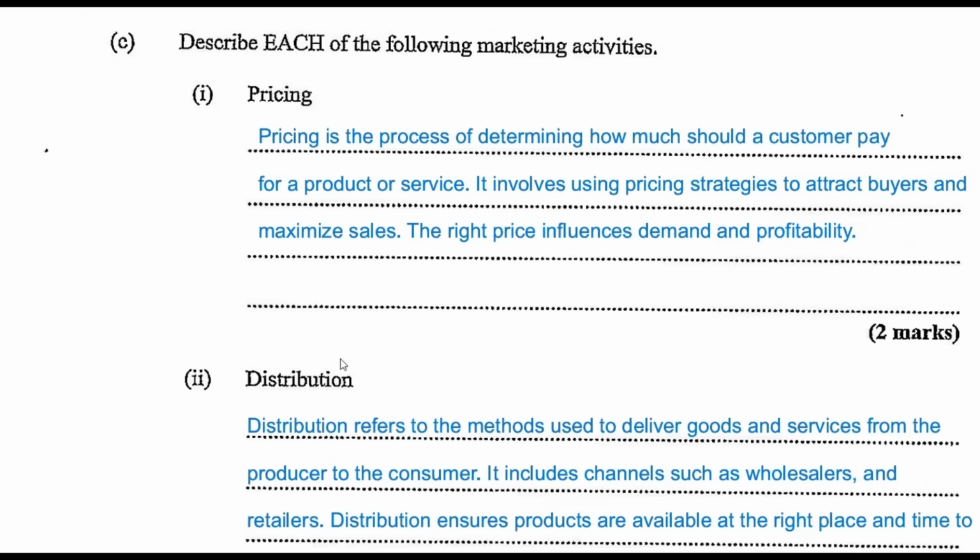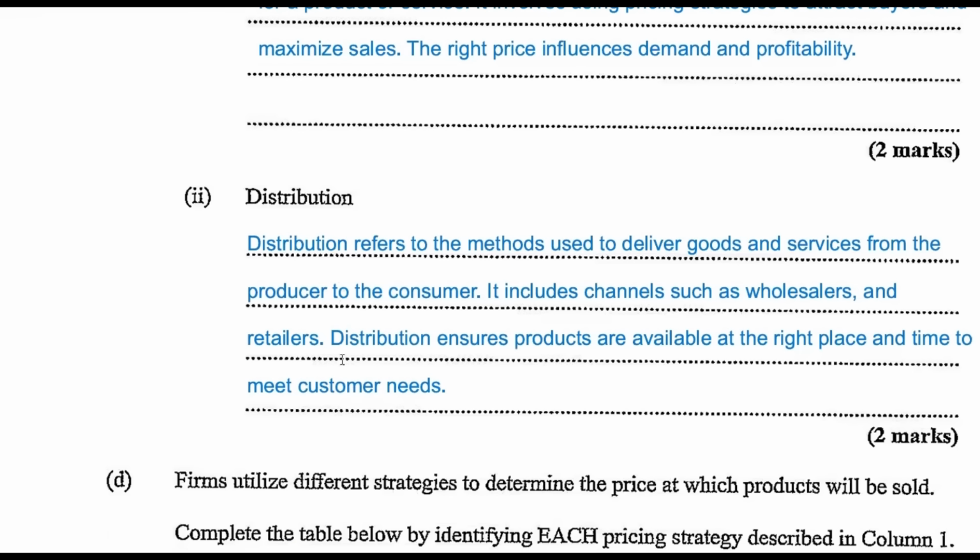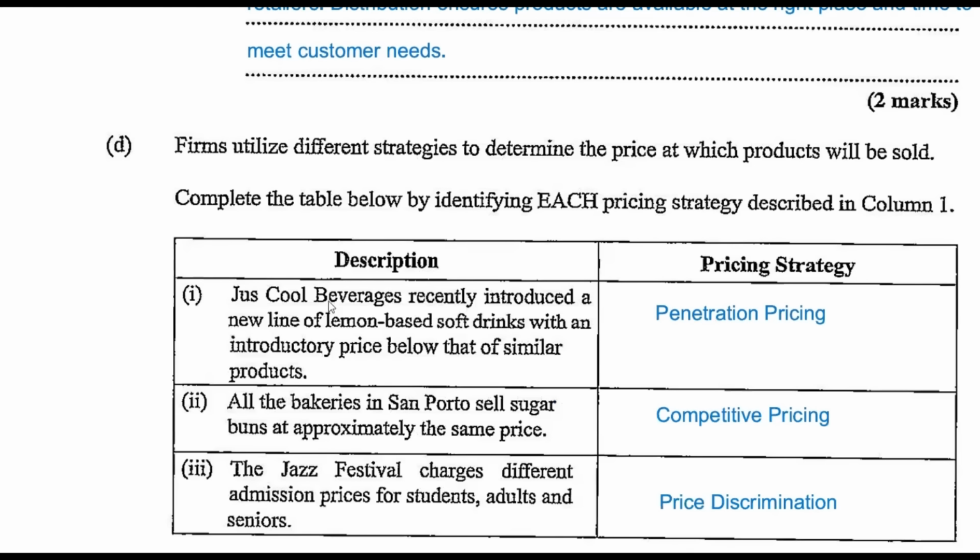Now, distribution. Distribution is yet another form of marketing activity, but distribution refers to the methods used to deliver goods and services from the producer to the consumer. It includes channels such as wholesalers and retailers. Distribution ensures products are available at the right place and time to meet customers' needs. Good. Now, part D, guys.